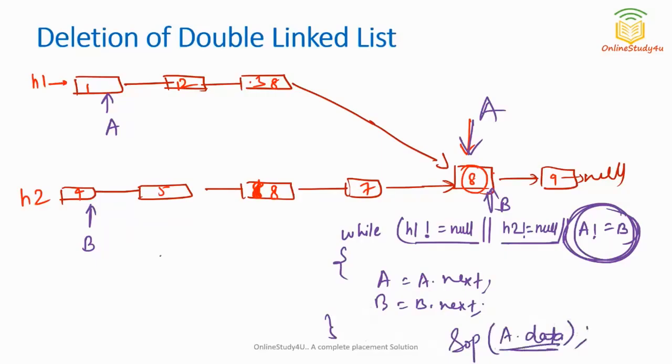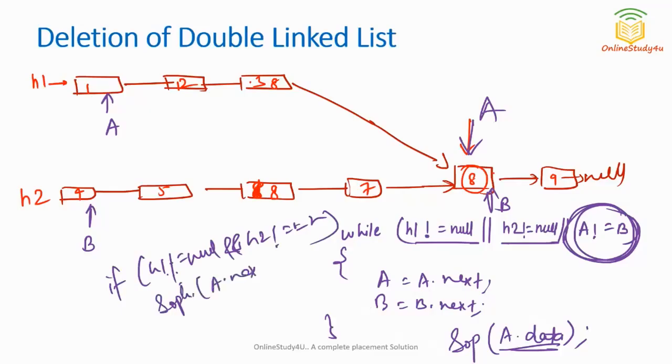Or we can also check if h1 is not equal to null. After this entire loop, if h1 is not equal to null and h2 is not equal to null, then we can print the data stored in A dot data, or we can also print B dot data. Tell me yes or no, are you getting this logic? Quickly, anyone? Jasmeet, did you get this?